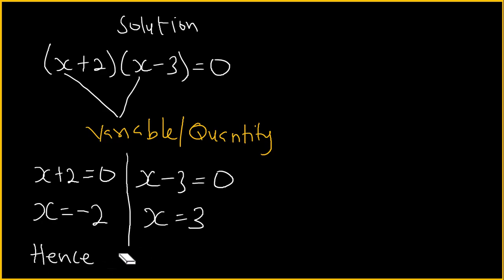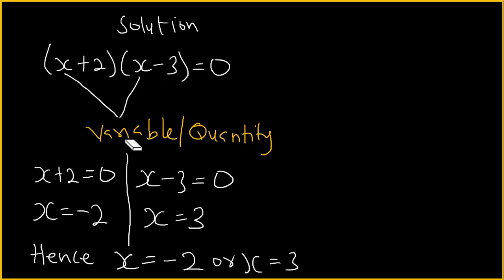Our conclusion would be, hence, x is equal to... anytime you are to conclude on your solution, write the smaller number first. Comparing negative 2 and 3, negative 2 is the smaller number, followed by 3. So x is equal to negative 2 or x is equal to 3, and these are the solution sets or roots to our quadratic equation.